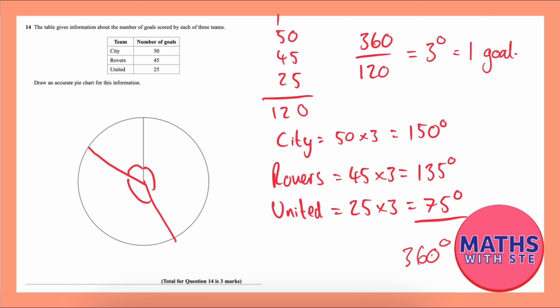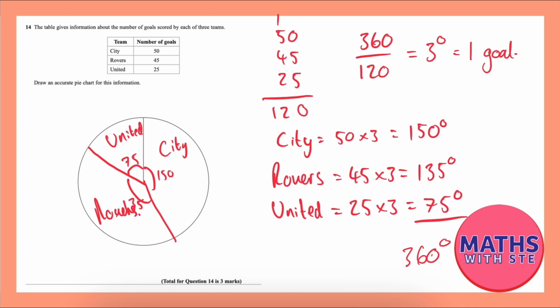Obviously, when you've got a protractor there, do it accurately. That's 75. That's 150. I reckon I've still messed that up, but there you go. That's 135. And then you just label them City, United, and Rovers.